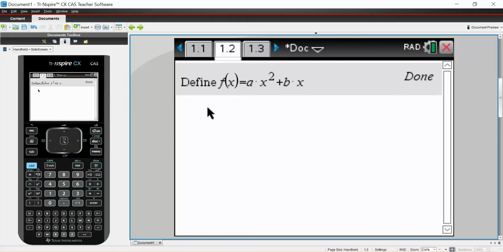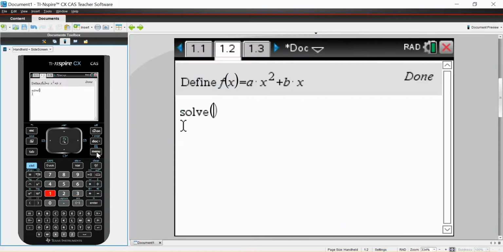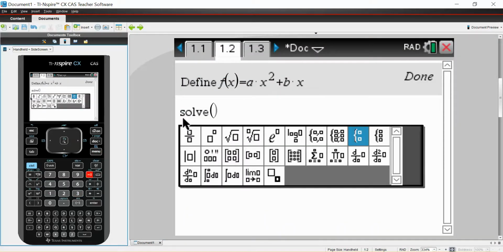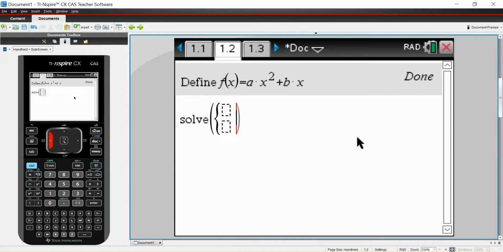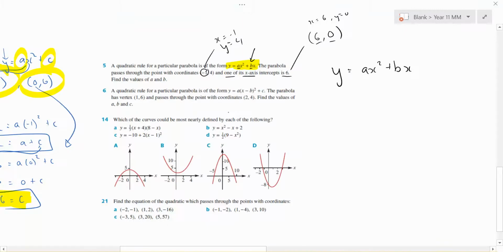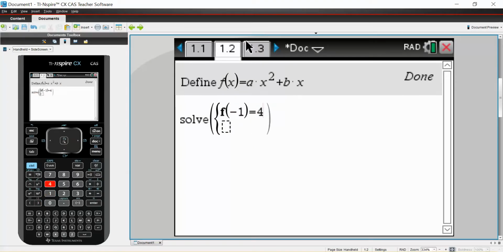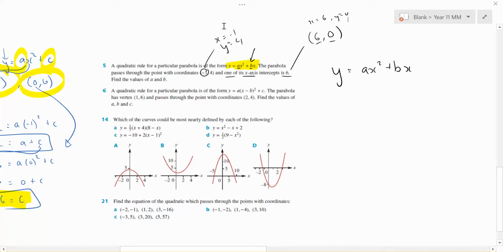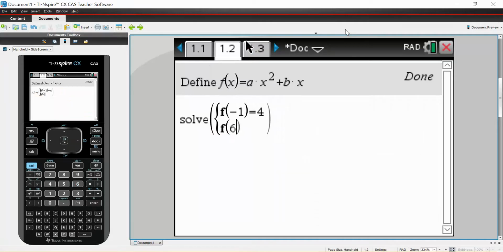So here we go. We're going to solve. Again, menu, 3, 1. And here I'm going to choose 2 equations because I have 2 coordinates. It says when x is -1, y is 4, so f of -1 equals 4. Second one is f of 6 equals 0. Now when I'm done, move the cursor to the right and we're saying solve for a and b. So comma a, comma b. That tells the calculator to solve it.